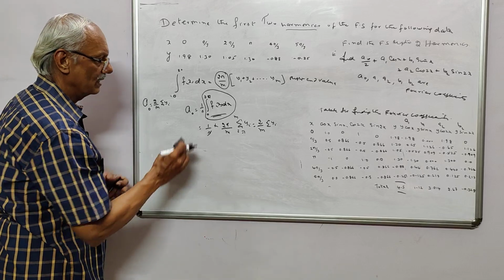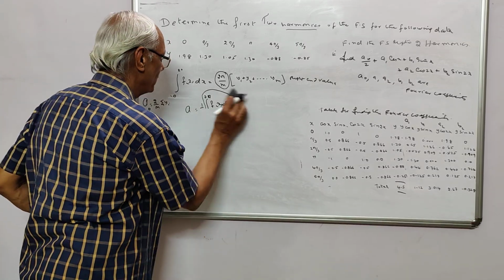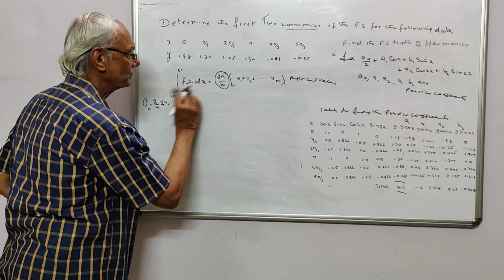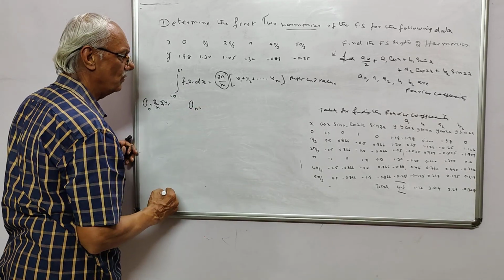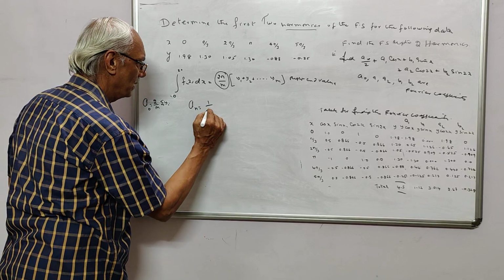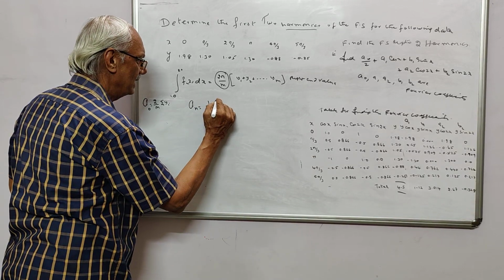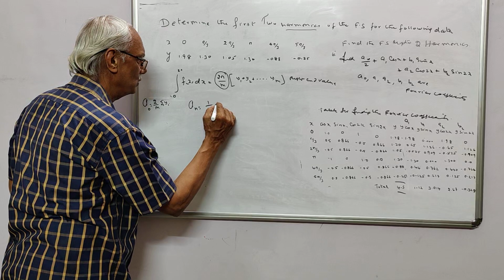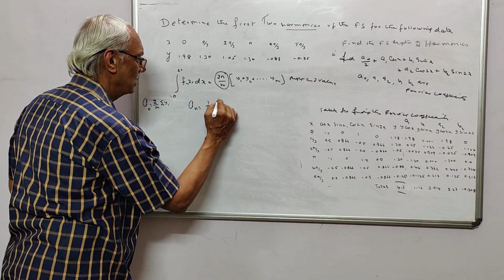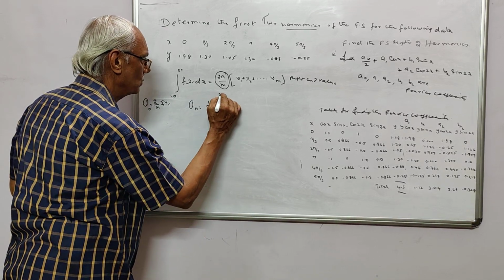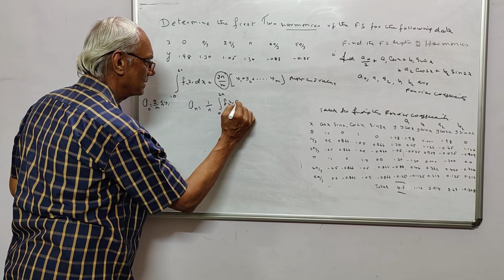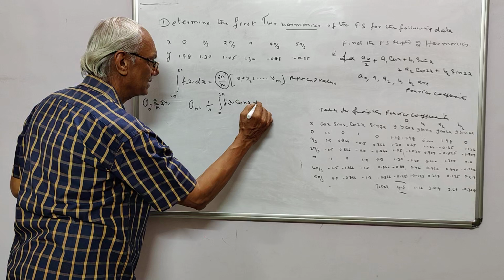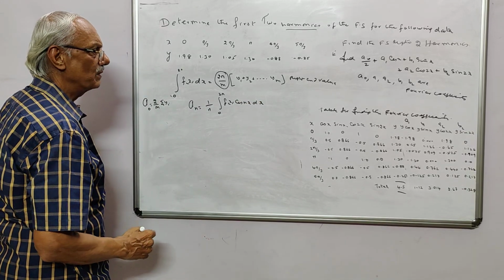So this is a0. Now what is your an? We know what an is. What is the coefficient here? It is 1 by pi. Then it is 1 by pi into the integral from 0 to 2 pi of f of x cos nx dx. So this is my an.